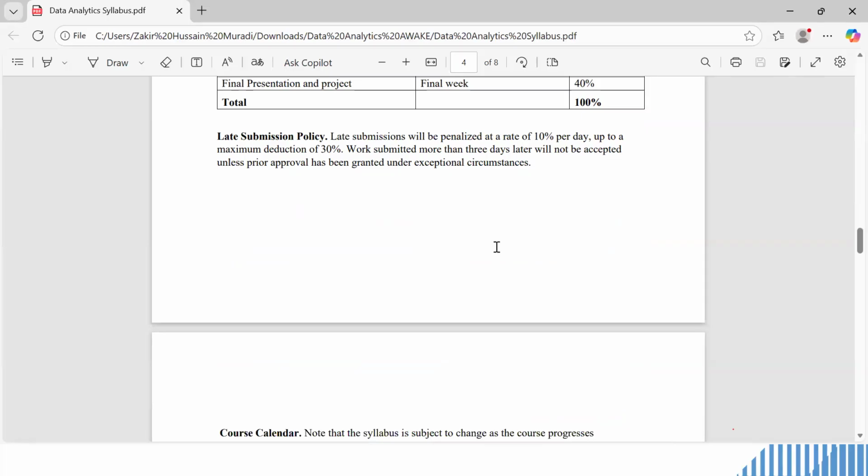So late submission will be penalized at a rate of 10% per day. If you don't do it today, so it says don't put your today's work off for tomorrow. So just try to do it. So it's just the late submission policy.